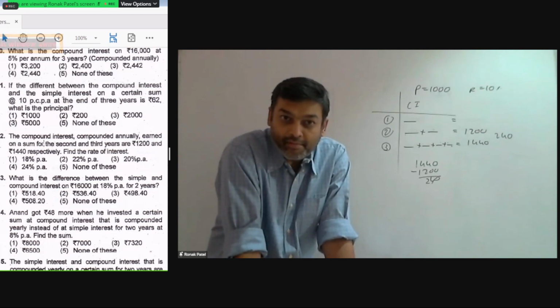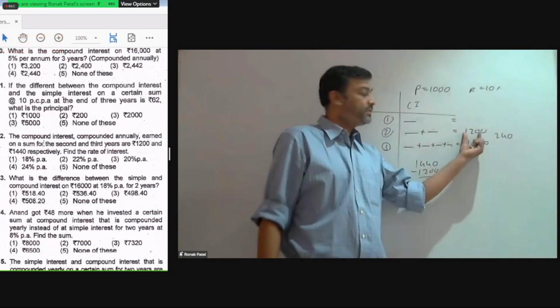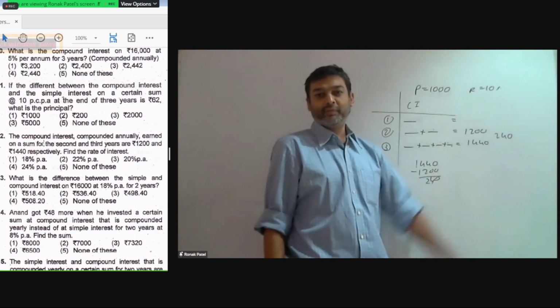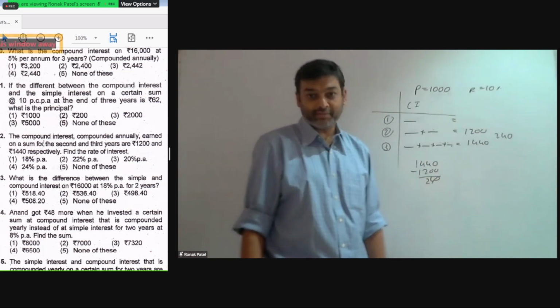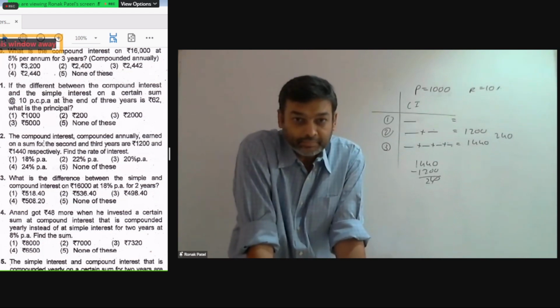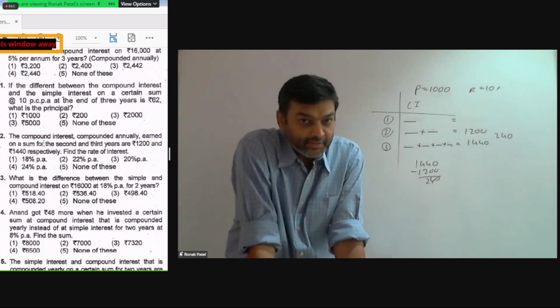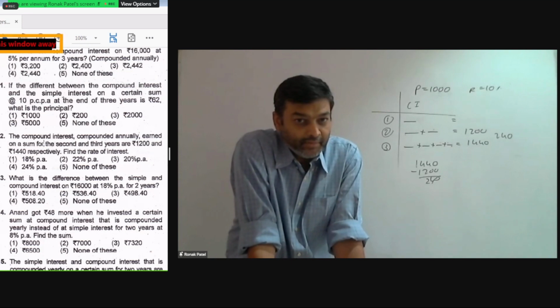Everybody understood? So if you consider 10% is 120, double it. That means 20% of 1200 is 240. That means your compound interest is 20% per annum. Should I explain this again? Anyone? No, sir, got it. Got it.